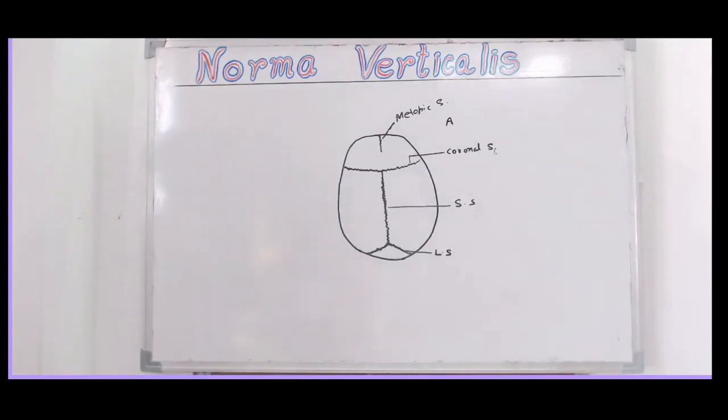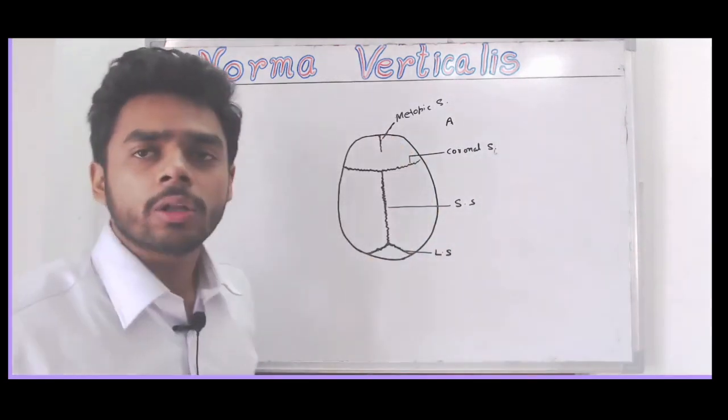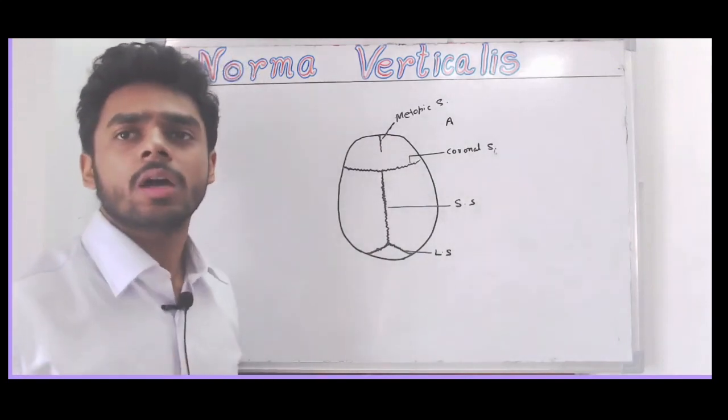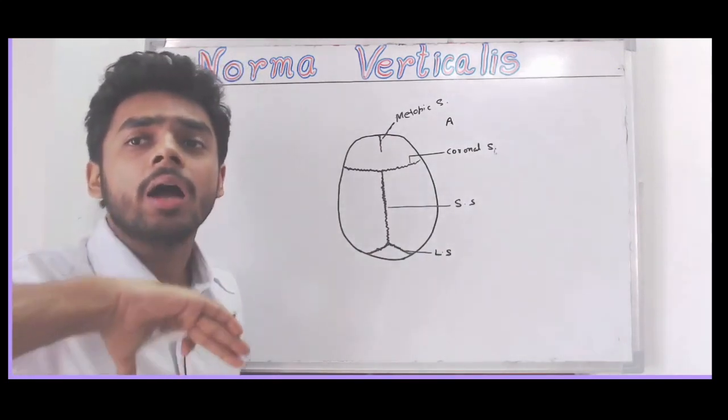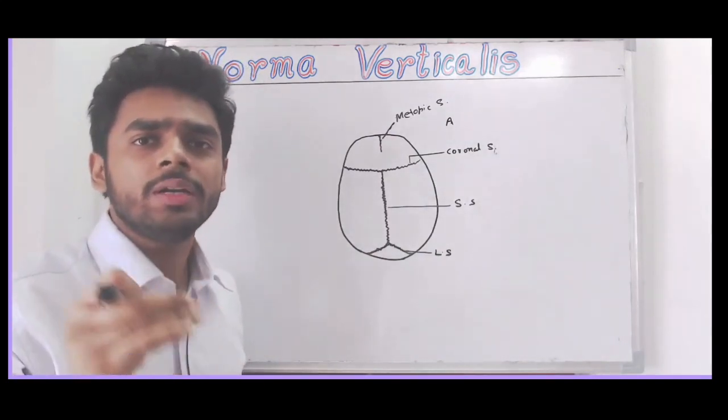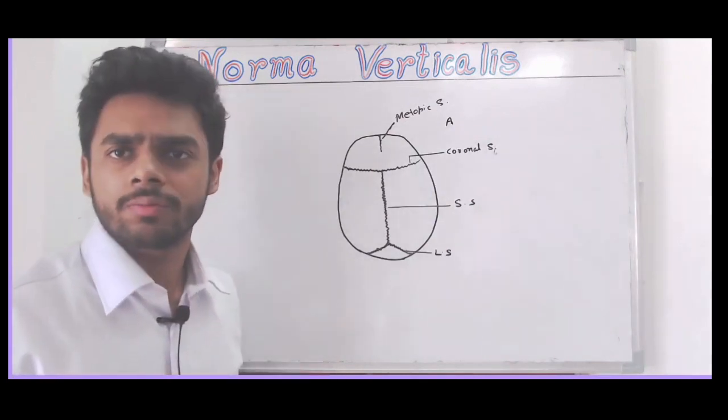And other than sutures, we have many other features also. We will talk about each of them one by one. We must also keep in mind that all the structures in Norma Verticalis are present in the vault of the skull or the calvaria, which is the arched roof of the skull, about which we discussed in detail in the previous video.